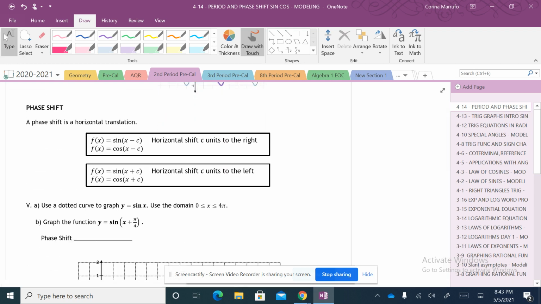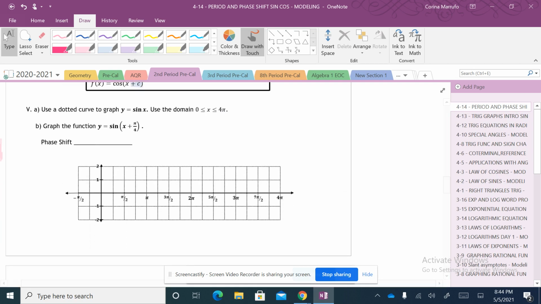All right, phase shift. Phase shift is a horizontal translation, so you can use it with either sine or cosine. Now, if you're subtracting a number, then that means you're going to move that number to the right. If you're adding a number, then that means you're going to have a horizontal shift, and you're going to move that number, whatever it is, to the left.